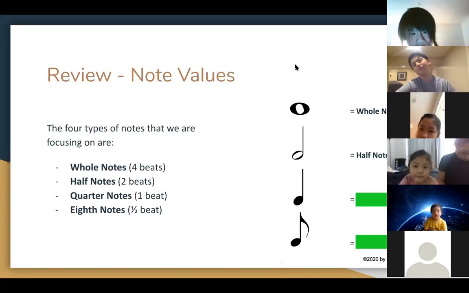All right. Yeah, so this is the half note, yes. I think you may have confused the eighth note and the quarter note. The eighth note is the one that has kind of a curvy flag.